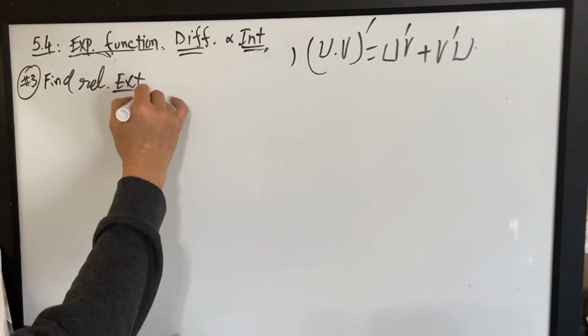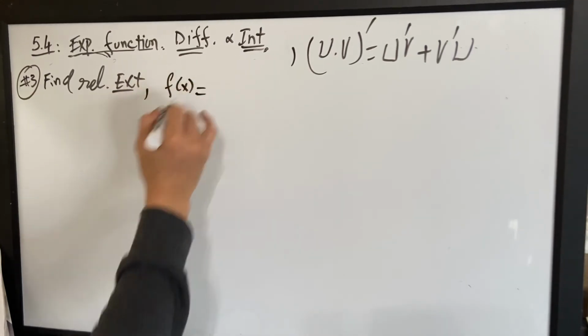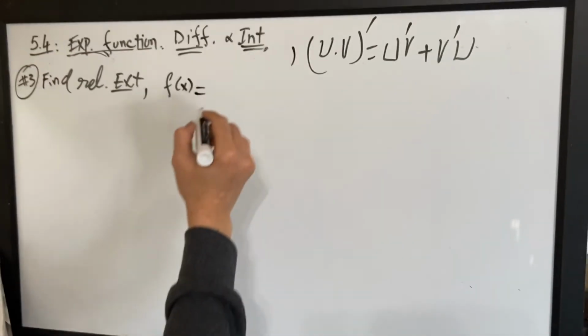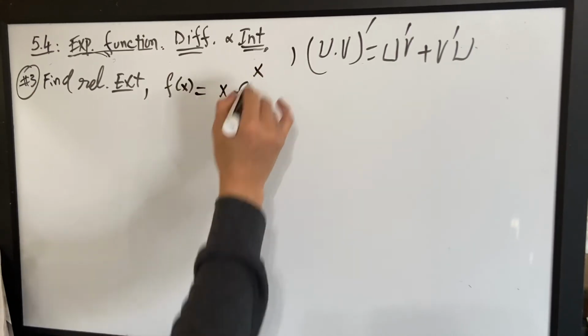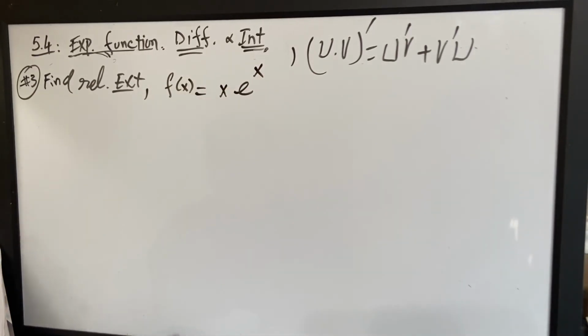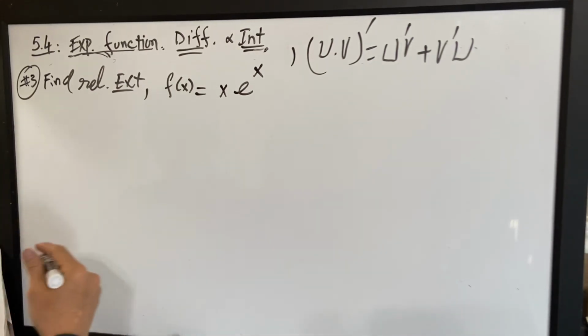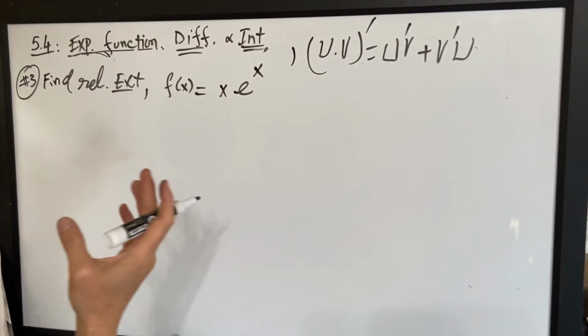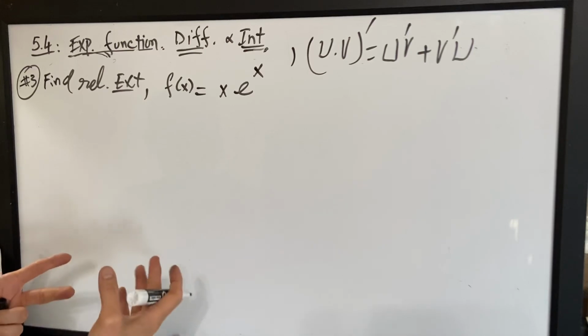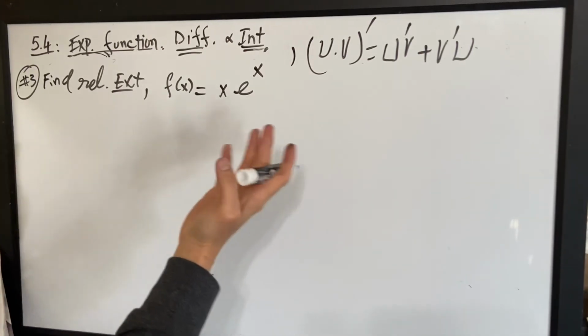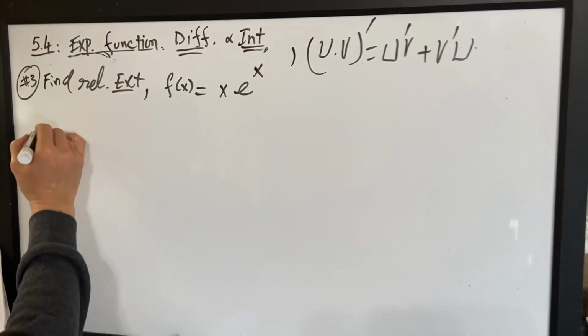So what function? The function right here is x times e to the x. What does that look like? You can graph it and see it, but it's hard to see the relative maximum until you do the derivative manually, by hand. Let's do it.